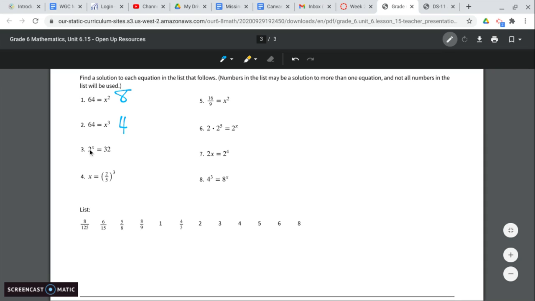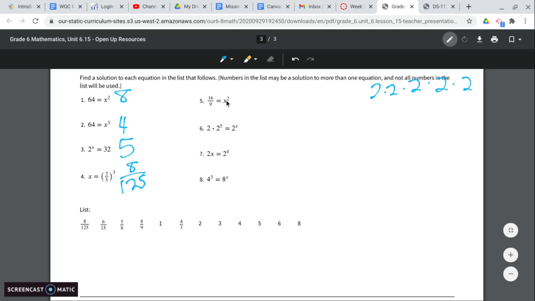All right, 2 to what power equals 32? Well, 2 times 2 is 4, times 2 is 8, times 2 is 16, times 2 is 32. So how many 2's do we have there? 1, 2, 3, 4, 5. So our answer here is 5 for x. All right, here we're taking it to the third power, so 2 to the third is 8. 5 to the third is 125, which is in our list. So far, all of them have been in our list. All right, our next one.